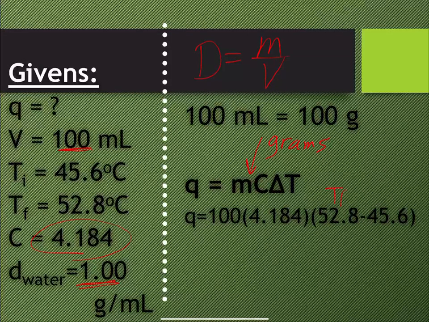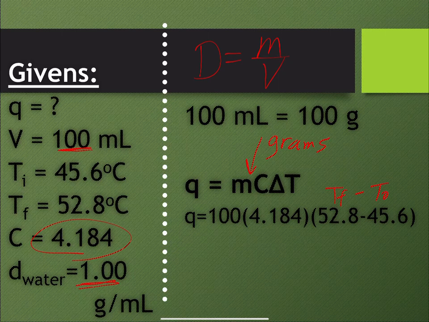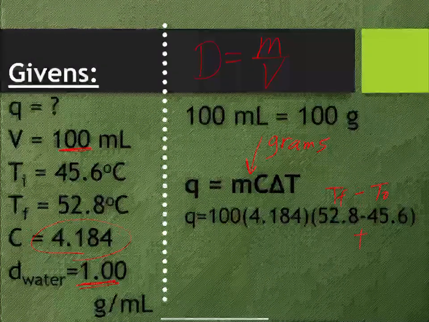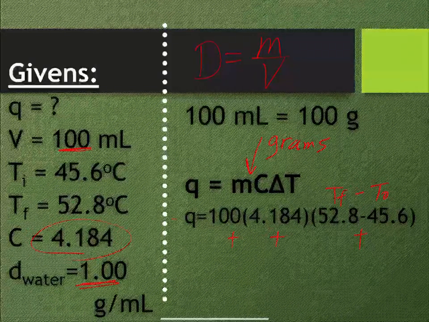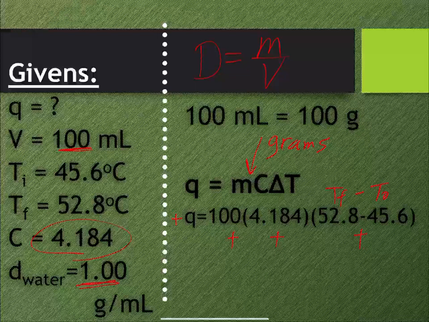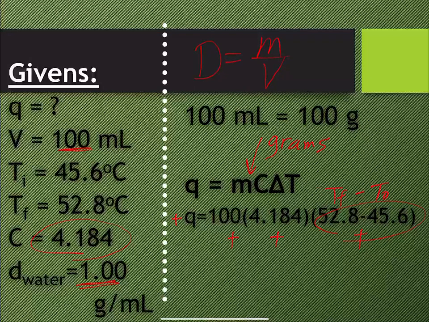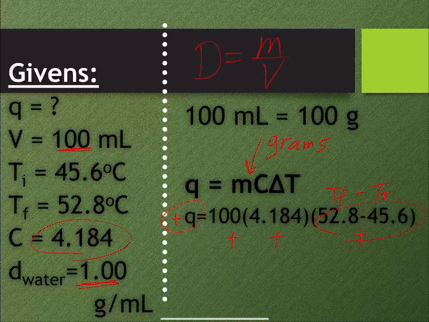Remember, this has to be final minus initial if you're going to do it correctly. So that means that this number is going to be positive. This is positive. This is positive, making my Q positive. If you reverse these numbers, then you'd get a negative change in temperature, and that means that you were losing energy, and it would be exothermic. Your Q would have come out to be negative in that case.